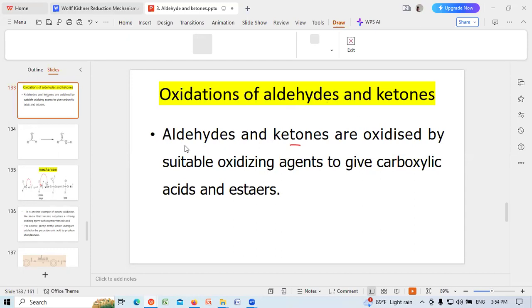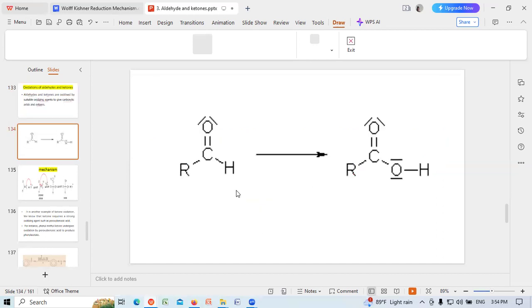Aldehydes and ketones are oxidized by suitable oxidizing agents to give carboxylic acids and esters. Aldehyde.